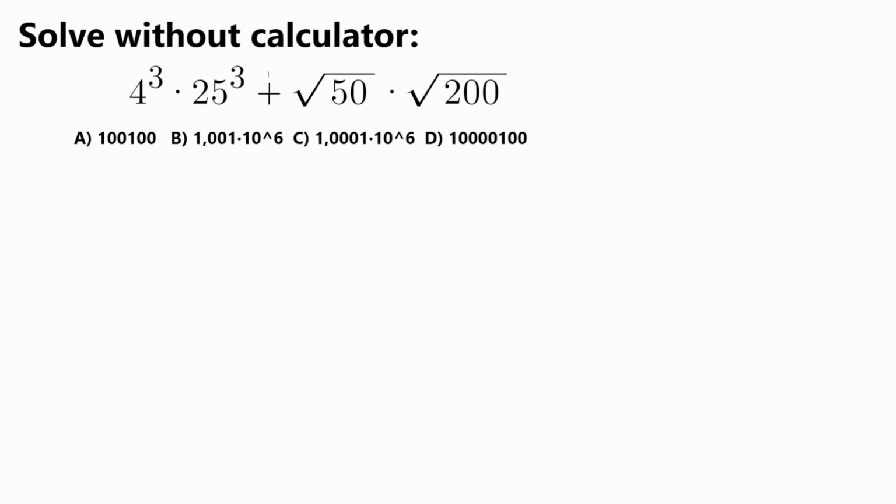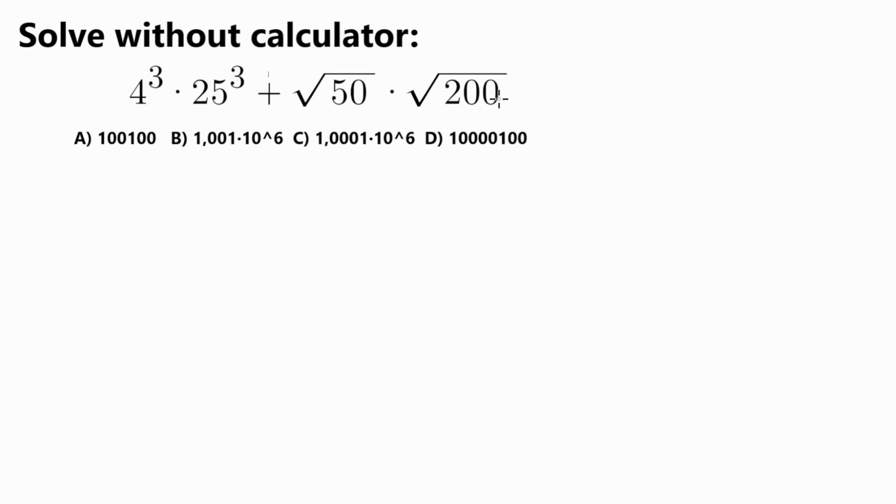Today I brought this problem here. So what does it say? We want to solve without a calculator. And what do we want to solve? We want to solve the problem 4 to the third power, so cubed, times 25 cubed plus square root of 50 times square root of 200. And we want to figure out what that equals to.